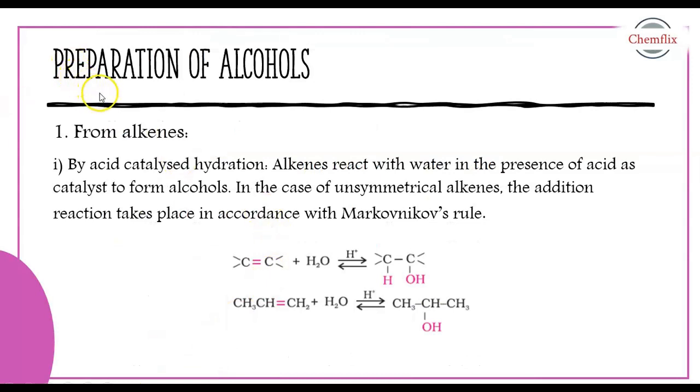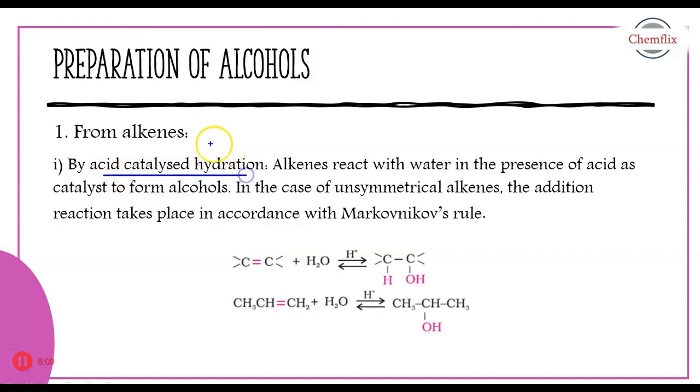How can you prepare an alcohol? So the next slide, and next we are going to study about how can you prepare an alcohol. So from alkenes, the first method of preparation of alcohol is from alkenes, by acid catalyzed hydration. That is the first method, by acid catalyzed hydration.